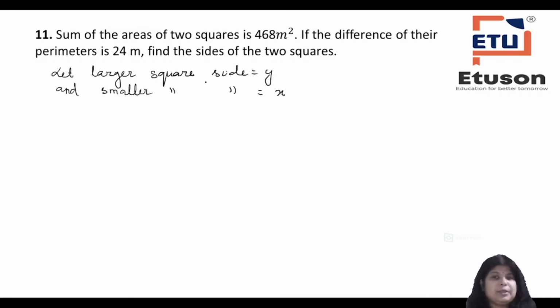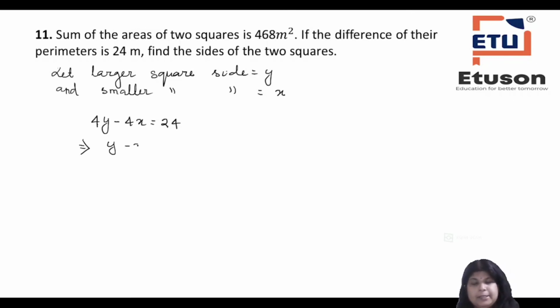Then according to your question, if the difference of their perimeter is 24, what will be the perimeter? Perimeter will be 4 into side. So you will get 4y minus 4x is equal to how much? It is 24, right? So dividing all the terms by 4, you will get y minus x is equal to 6. It implies y is equal to x plus 6.